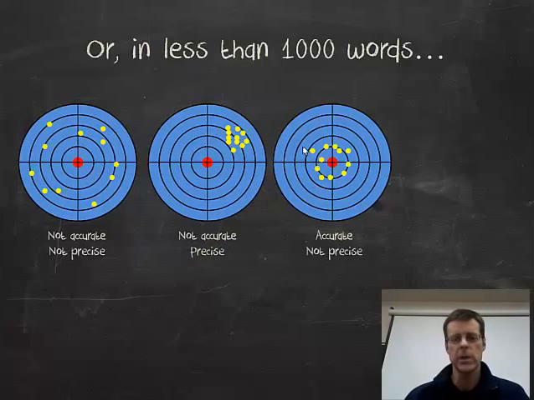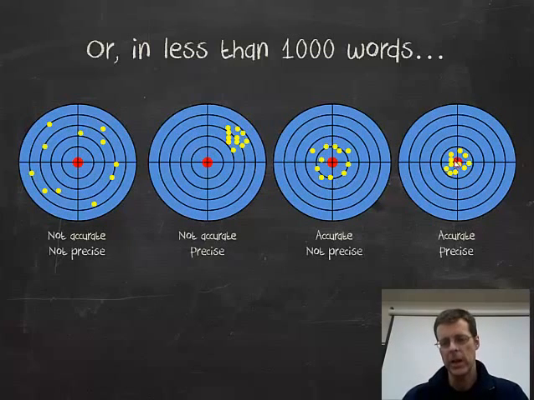Moving on, I've got a case where the yellow dots are now close to the center, but not very close to each other. They're a fairly wide grouping still, but they're right around the middle. And then finally, I have the best possible result in that I have a nice tight grouping right around the center. So we have both accuracy, close to the center, and precision, close to each other. And that's really what we want to achieve.